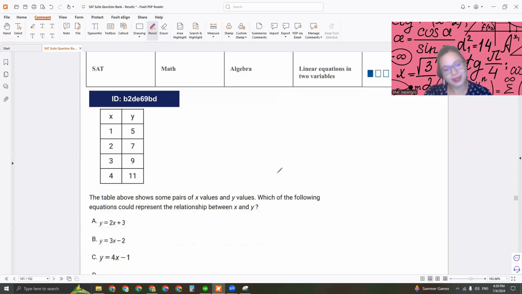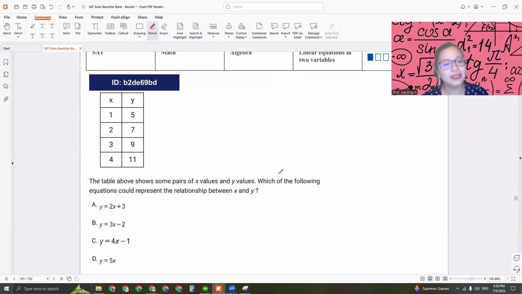Alright, let's continue. The table above shows some pairs of values x and y. Which of the equations could represent the relationship between x and y? Obviously from the choices, we're expecting a linear relationship, right? Unfortunately, we don't have a y-intercept. There's no value of x here that tells us the value of y where x is equal to 0. So what we can use instead is the point-slope form.